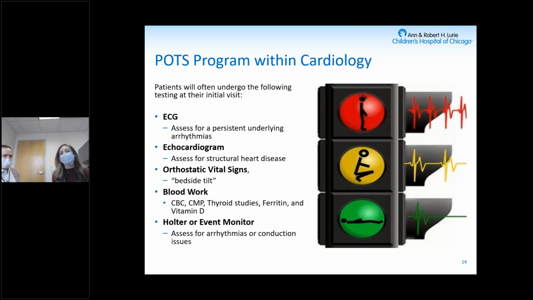As Dr. Linder mentioned, at the initial evaluation, we have patients undergo an EKG to assess for a persistent underlying arrhythmia. We complete an echocardiogram to assess for structural heart disease. We complete the orthostatic vital signs or our bedside tilt. We don't use a tilt table in our clinic. We actually find we can get the same results from doing the bedside tilt without putting patients through a tough study that's not super cost effective.